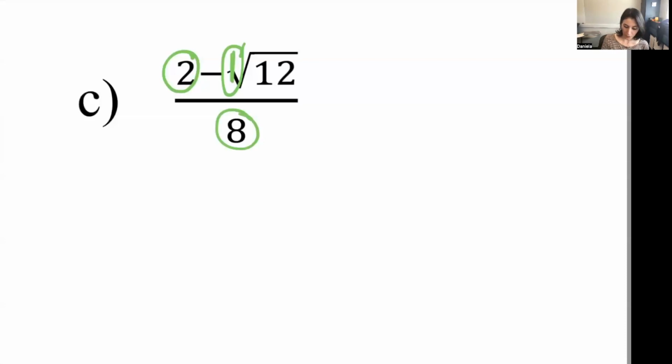Let's say if the original problem was 2 radical 2, for example, then you can divide only those whole numbers by 2. Unfortunately, you can't touch the radical 12, even though 12 is divisible by 2.